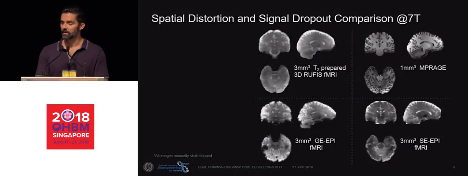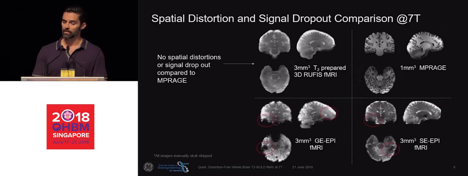So we can see here a comparison of the distortions and signal dropout to a spatial reference, an MP-RAGE spatial reference. And we can see here, looking at the EPI-based sequences, that there's significant dropout above the ear canals at the ear tissue boundary and spatial distortions in the frontal lobe in the gradient echo EPI. However, in comparing that to the T2 prepped RUFIS, we see there's no signal dropout above the ear canal, nor are there spatial distortions in the frontal lobe. So it is actually a very robust sequence at 7 Tesla.